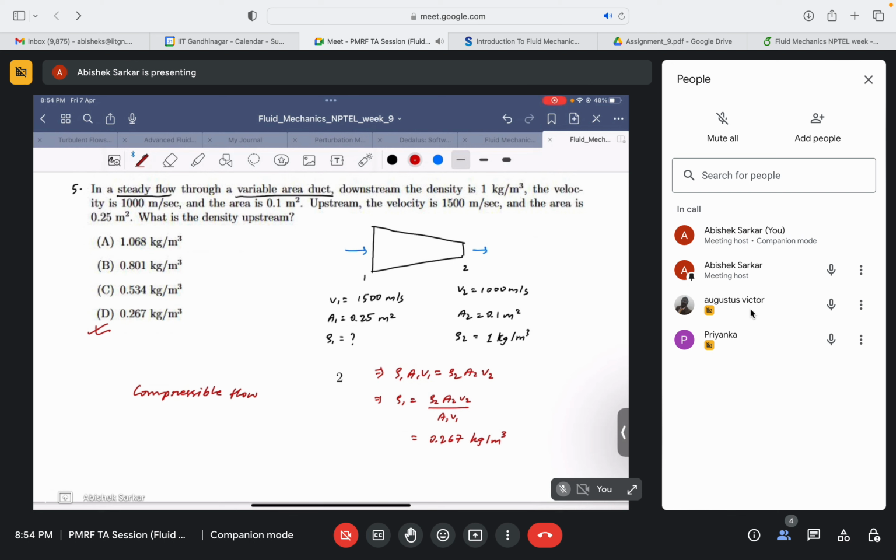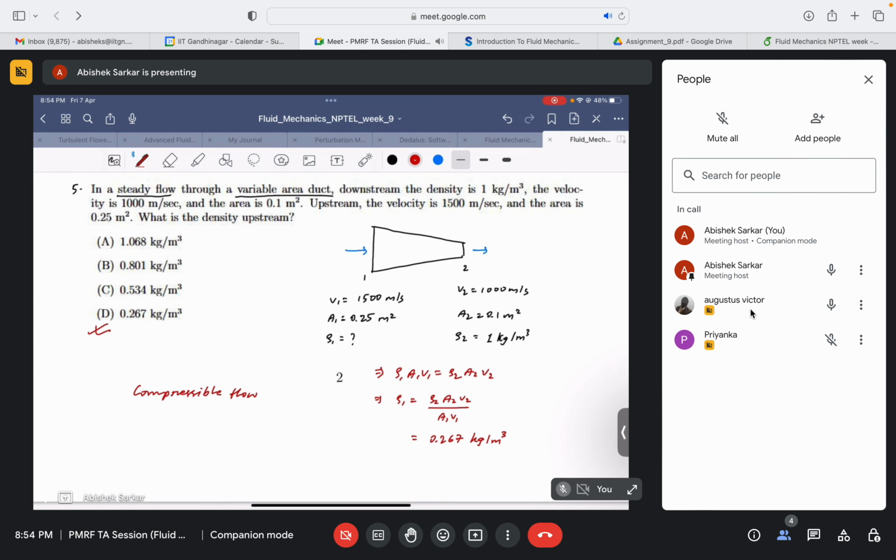So the total derivative of density must be equal to 0. The volumetric strain rate must be equal to 0. For what? For incompressible flow. No, I'm asking about compressible flow. Have you learned about it, read about it? No, sir. Okay, that's fine.